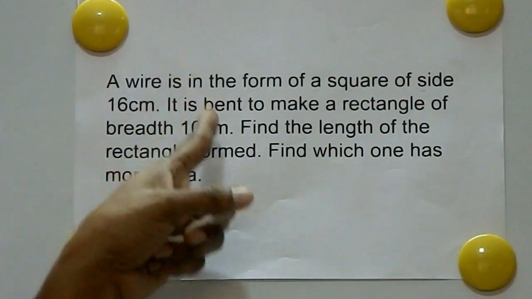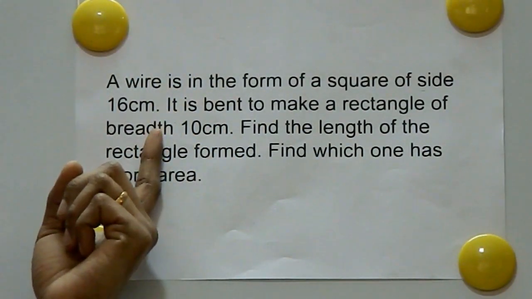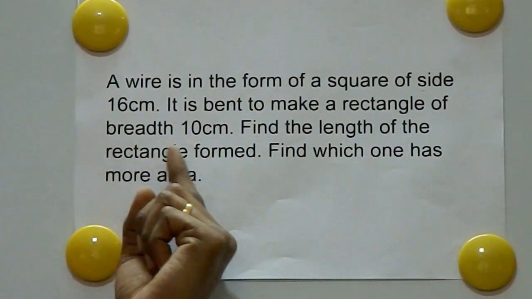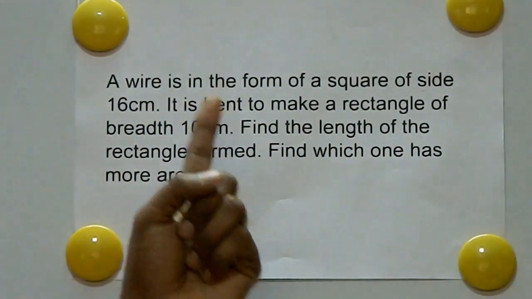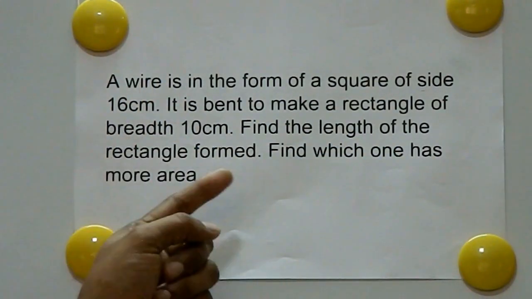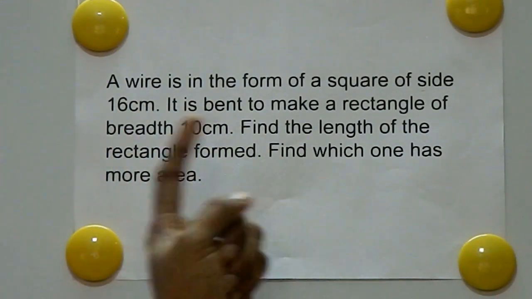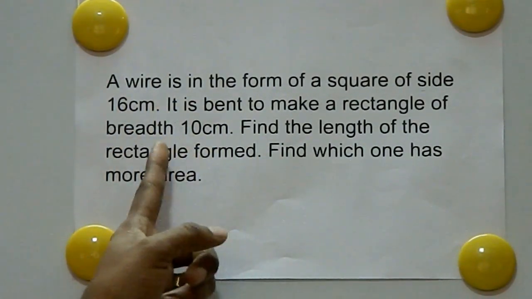Then we can equate them and find out the length of the rectangle from this. That is the one goal. Then the length we can find out. Find which one has more area. Then we have to find out both areas also. Then only we can find out which one has more area. We will explain this example.